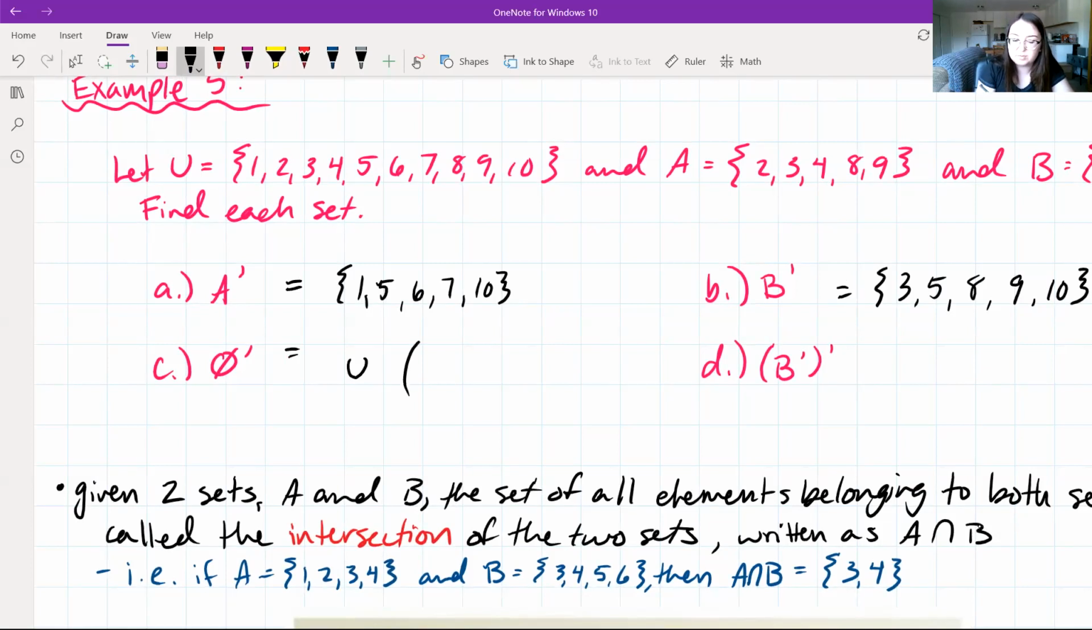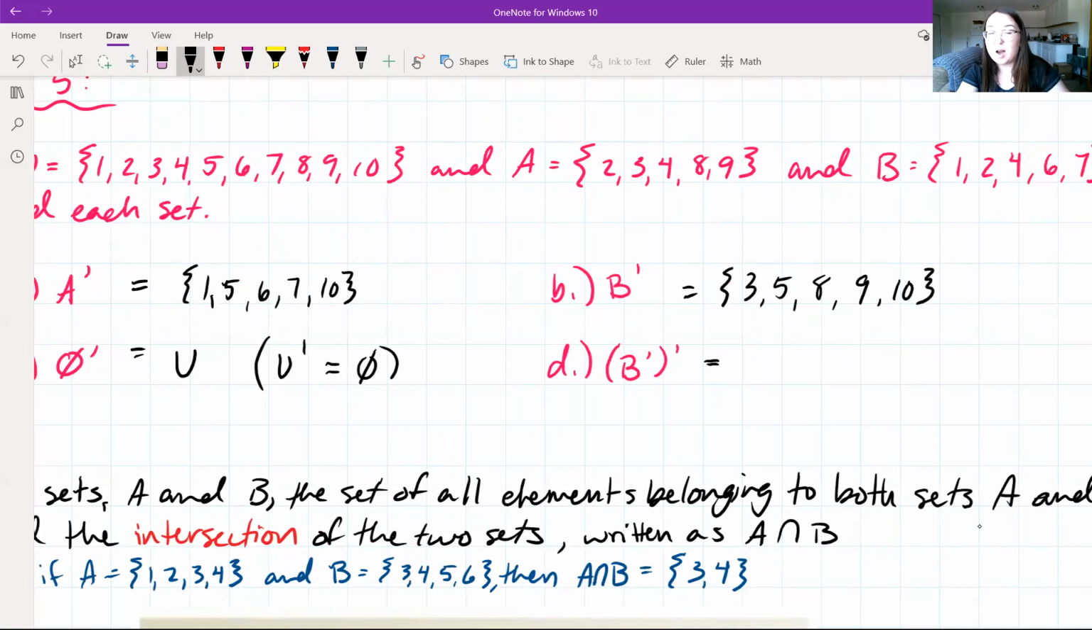Then we also, knowing this property, that the complement of the empty set will just be U, have the complement of U is going to be our empty set, so this works both ways. This is because if we want to think about all the elements that are not in the universal set, that would be none of them, because they're all contained in the universal set, so that would be the empty set.